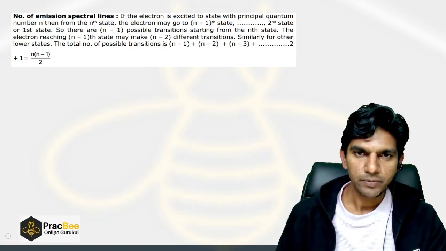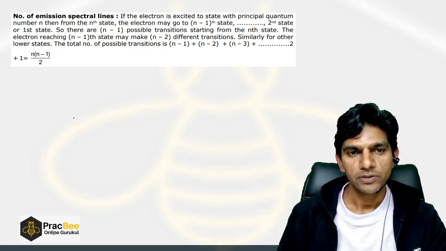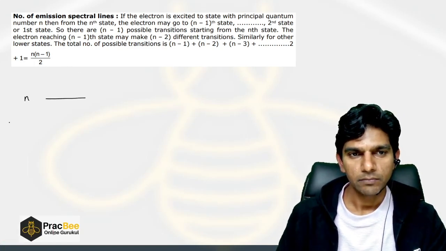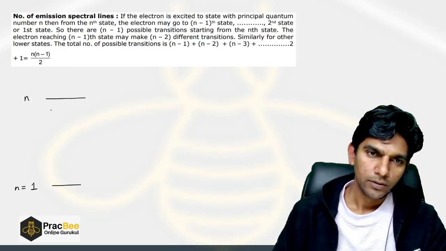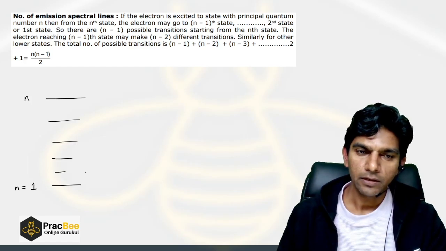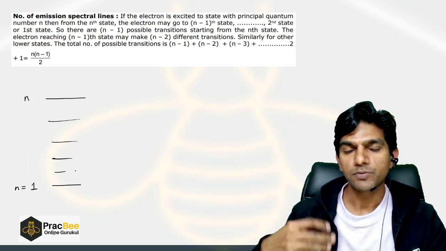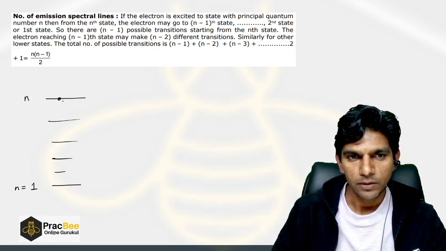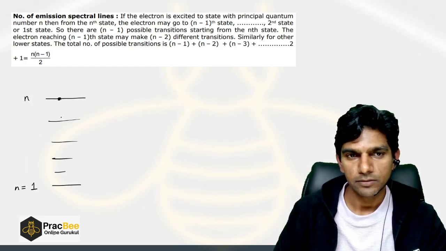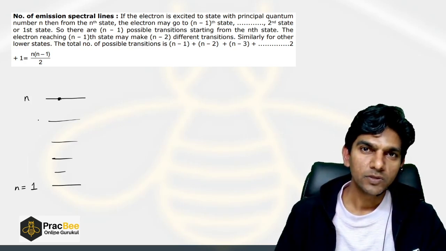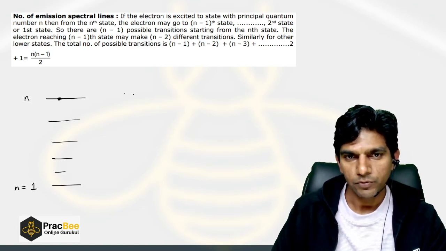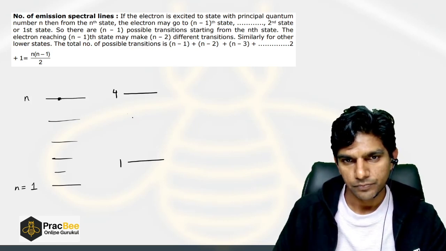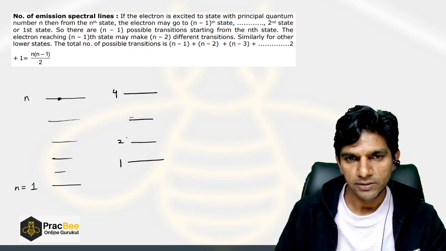Now let us see one more concept. Suppose the electron is present in nth orbit, right? And let us say this is the ground state, n equals 1. So we need to find how many possible different types of photons can be emitted when the electron de-excites from this excited state. So how many different spectral lines can be produced? So you should remember, for example, let me give you the illustration. Let us say the electron is in the 4th level. So this is second, this is third.